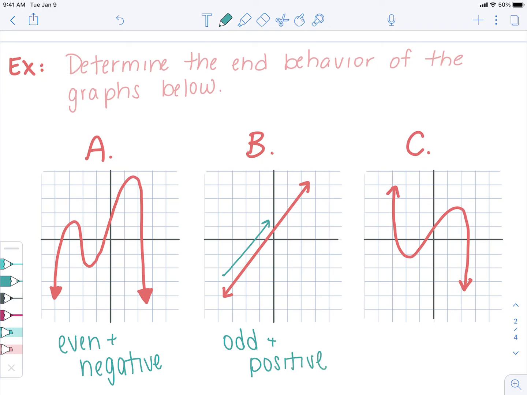What about C? Odd and negative. Yep, because I'm starting high. It's going in the opposite direction, right? It's going down. Odd and negative.